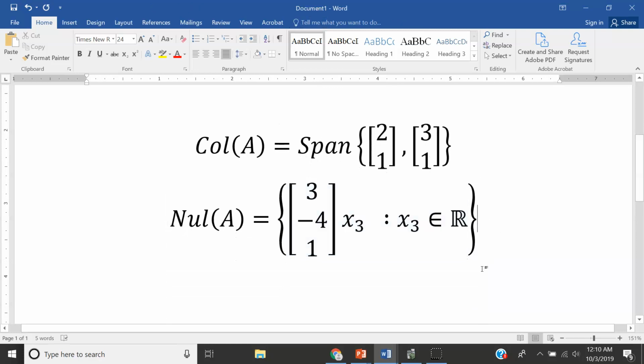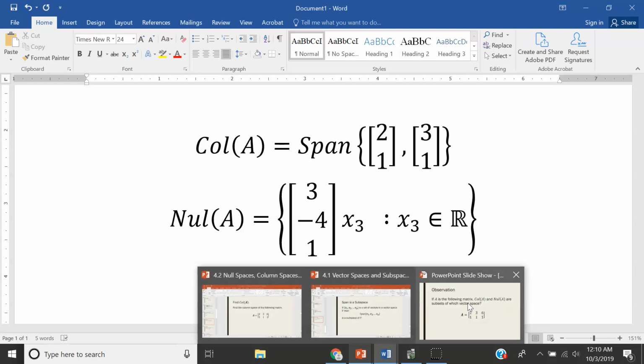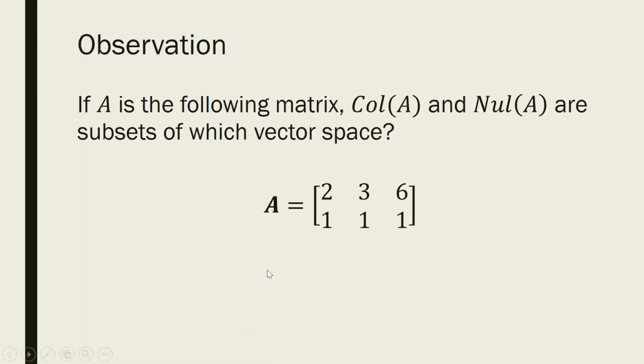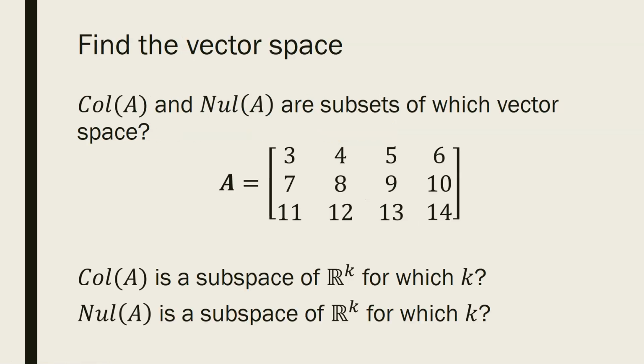Okay, so I'm just trying to make that observation clear. The column space in this case is a subset of R2. The null space is a subset of R3. Both are subspaces, not just subsets, but also subspaces.